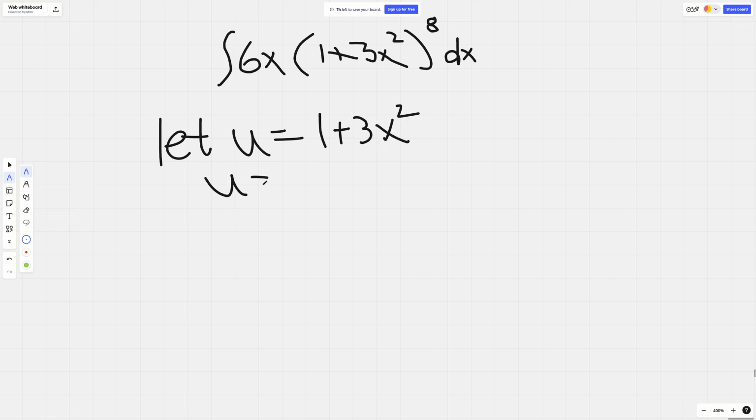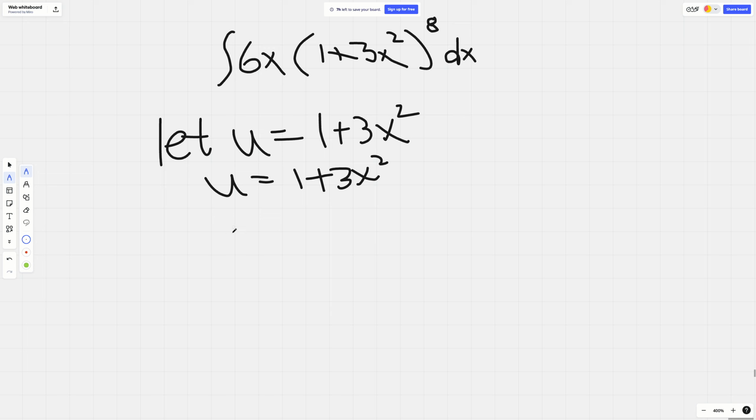So if u is equal to 1 + 3x², our helper variable u that we just defined, now let's differentiate both sides. To reiterate why we're choosing 1 + 3x²: it's inside this 8th power here, and so it is a good choice for substitution. Now, if we have u equal to 1 + 3x², let's differentiate both sides.